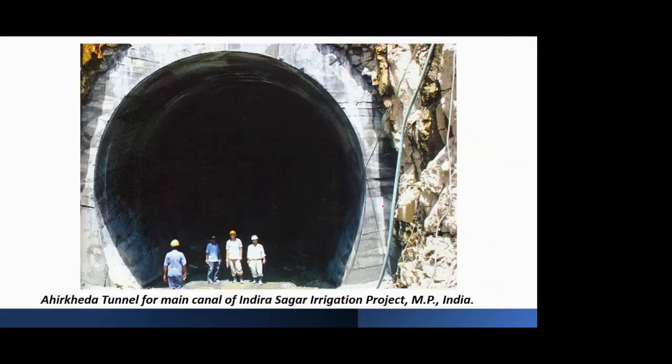And an example for it, this is a photograph of a horseshoe shaped tunnel. The name is Ahir Kheda tunnel, and it is not used for transportation. This tunnel is used as a main canal for this project, Indira Sagar irrigation project in Madhya Pradesh in India. Okay. So you see the horseshoe shape is very clearly seen in this, and as I told you, you can use it for any purpose. So here they have used it for carrying water through a main canal. So this is the horseshoe type tunnel.